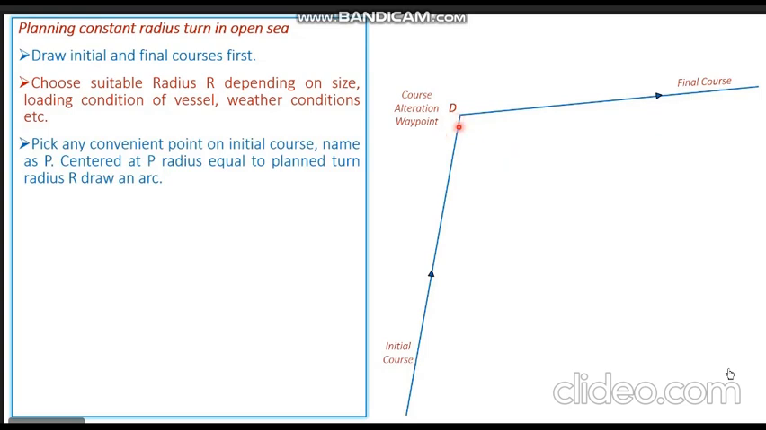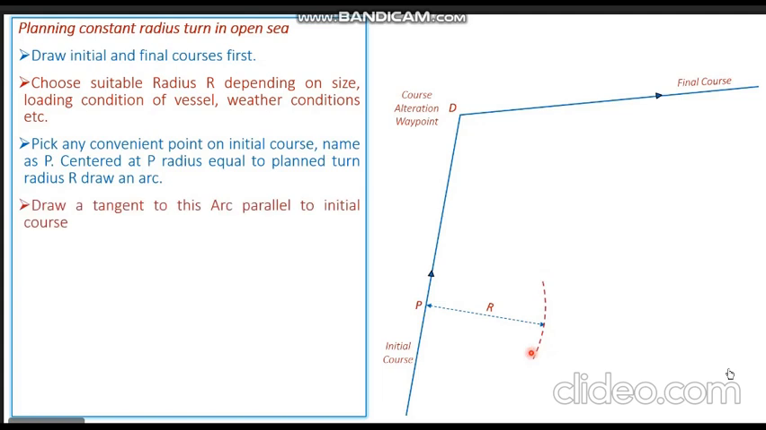First of all, we pick any convenient point on the initial course, any convenient point of our choice. Let us assume that we have picked this particular point here and named it as P, Papa. Now we open up our compass equal to our planned radius, and place it at this point Papa. So centered at point Papa, radius equal to our planned radius, using the compass, we draw an arc. You can see the arc coming up on the screen.